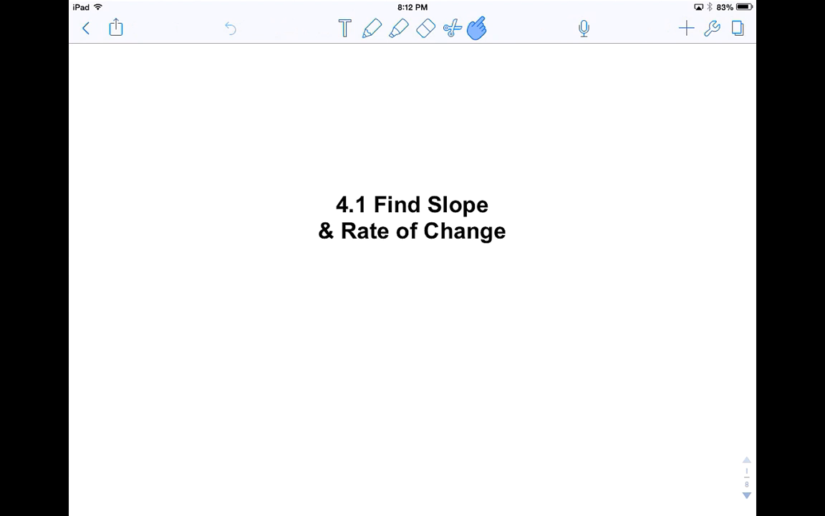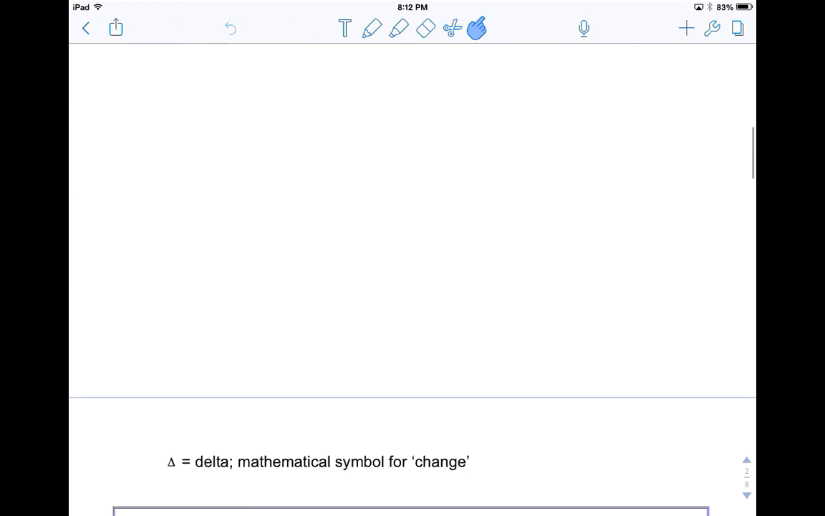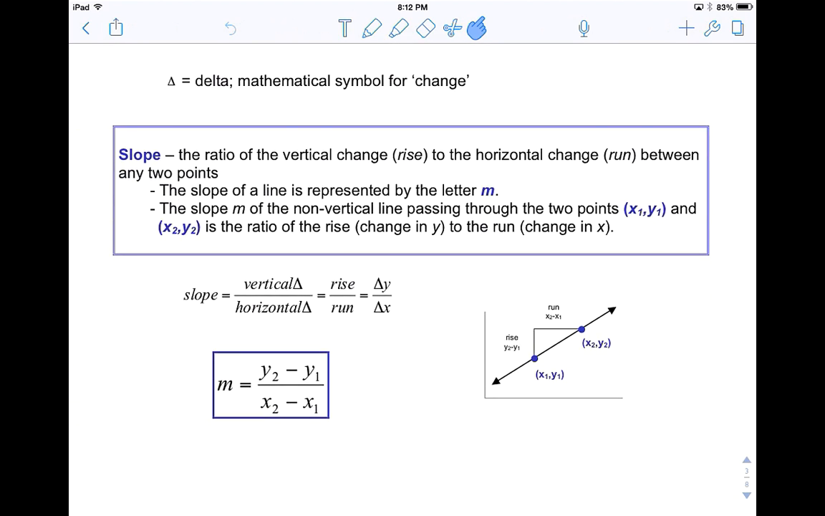Okay? So when we're talking about slope of a line, we're talking about the steepness of that line or the slant of that line. So basically how slanted it is or how slanted it isn't depends on the slope. Slope specifically is a ratio, which means we are dividing two numbers to find it.